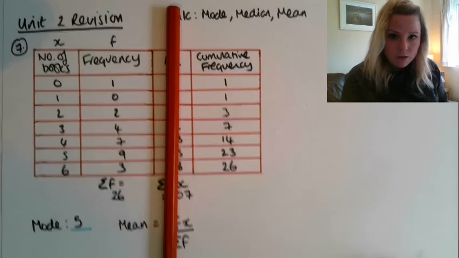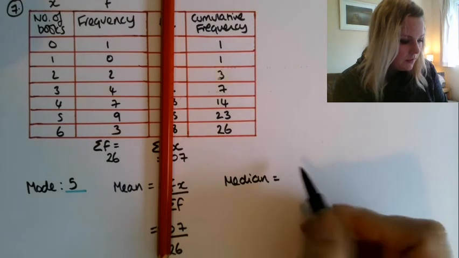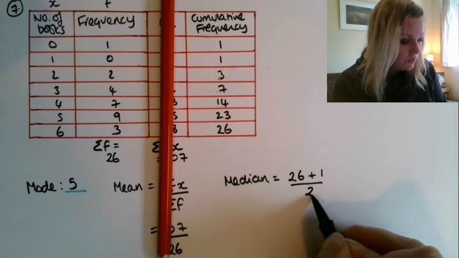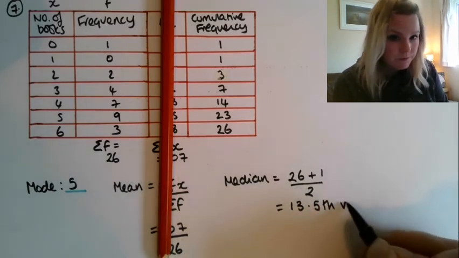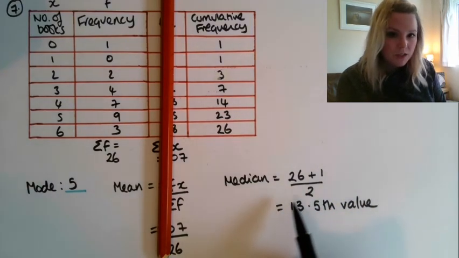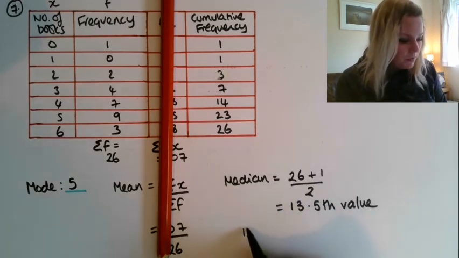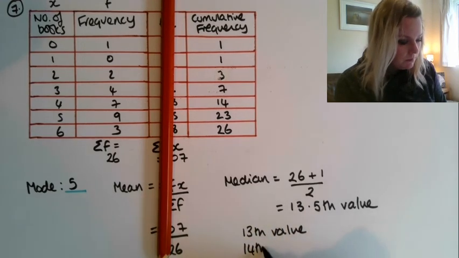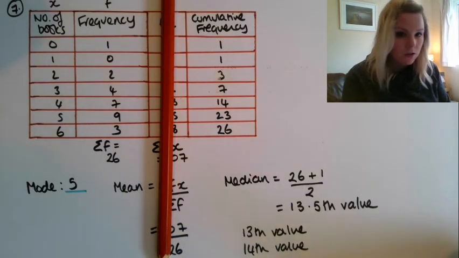So let me do my working out for this here. I would say the median is the 26th plus 1 all divided by 2, which is the 13.5th value. And you might be thinking, how on earth can you have a 0.5th value? If it's a question like this, then what we would do is list what the 13th value would be, what the 14th value would be, and then we just go halfway in between those. So let's look back at our table.